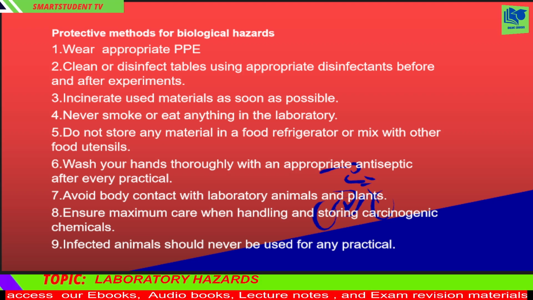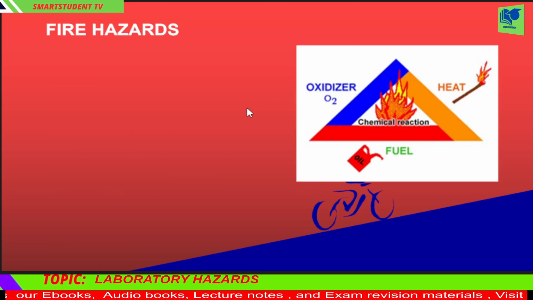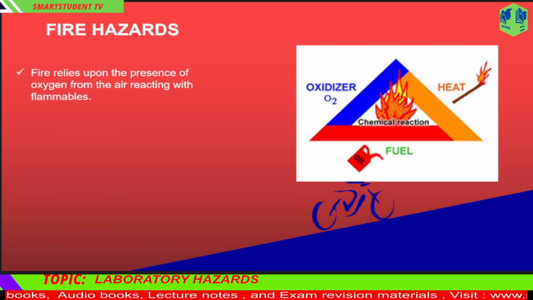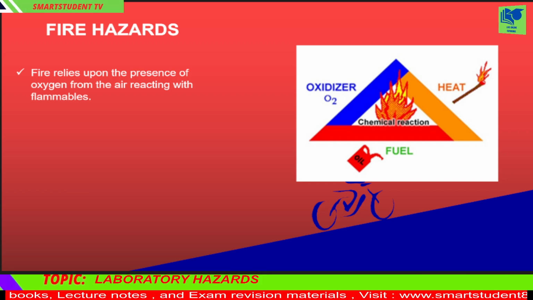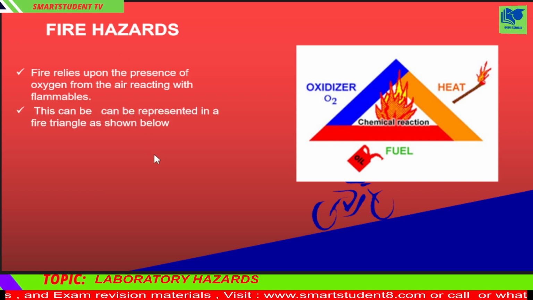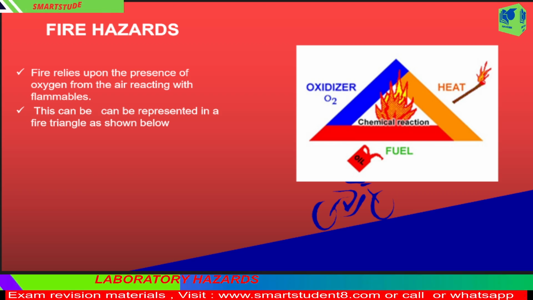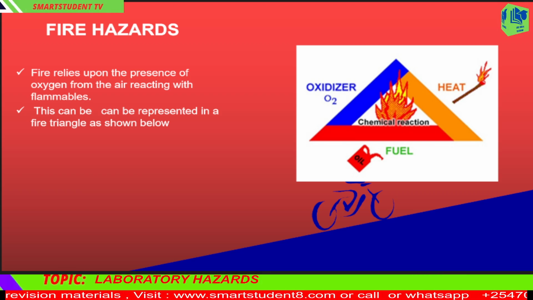7. Fire hazards. Fire is simply a product of heat and light that is evolved during a chemical reaction called combustion. It relies upon the presence of oxygen from the air reacting with flammables. Fire is a combination of oxygen, fuel, and ignition source and cannot take place when one of the elements is missing. This can be represented in a fire triangle as shown below. The table below illustrates the various classes of fire and their respective fire extinguishers.